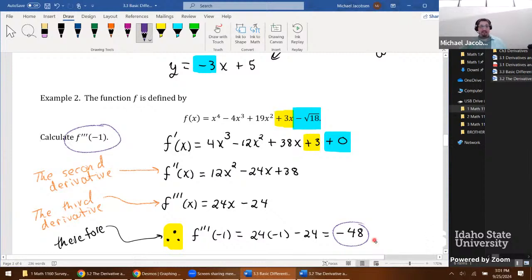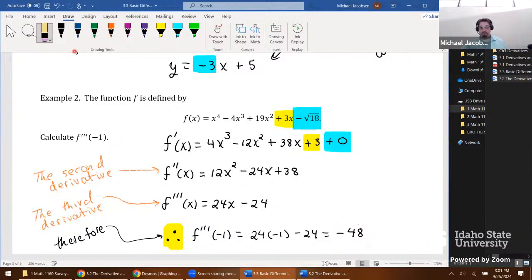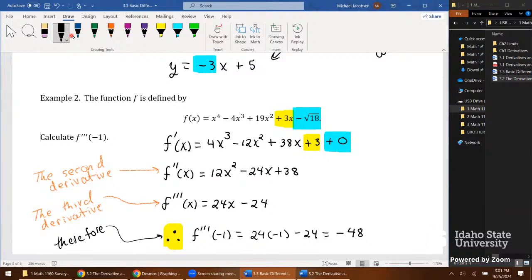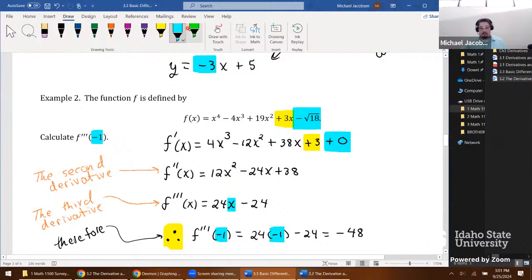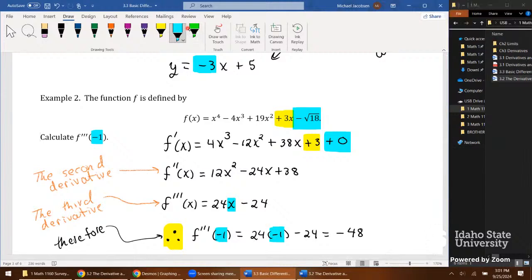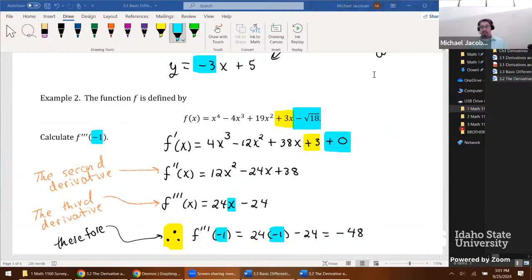Other questions so far? So you break that whole thing down and then plug the -1 in. Exactly. We break down to the third derivative, plug -1 into that location. Okay. So essentially it looks like this with a little bit extra color coding. Okay, thank you. Yep, absolutely. Other questions at the moment?